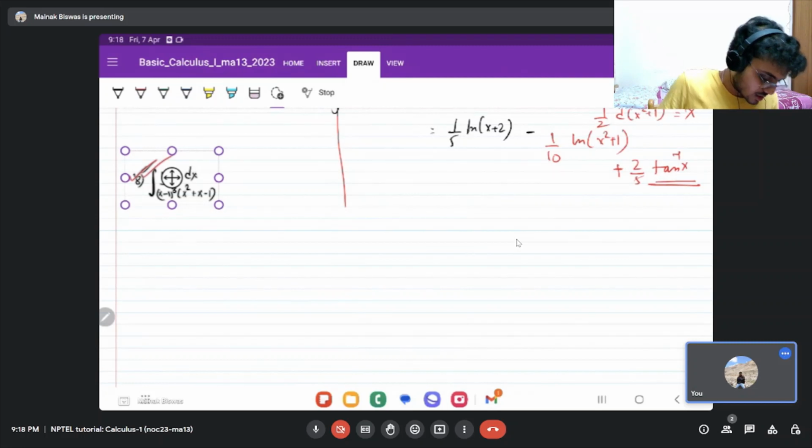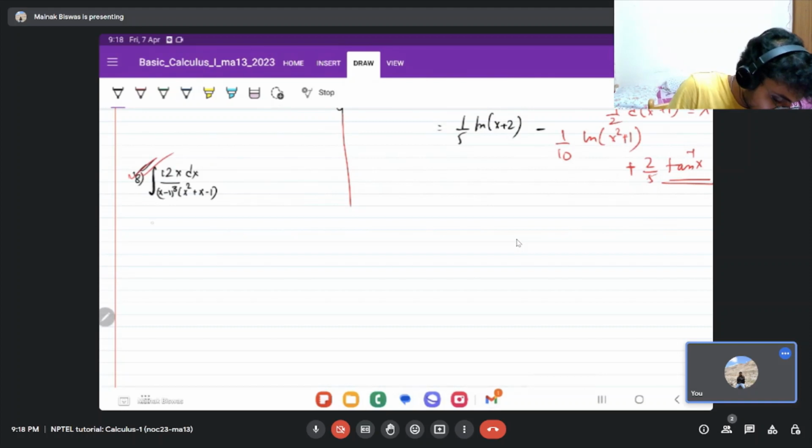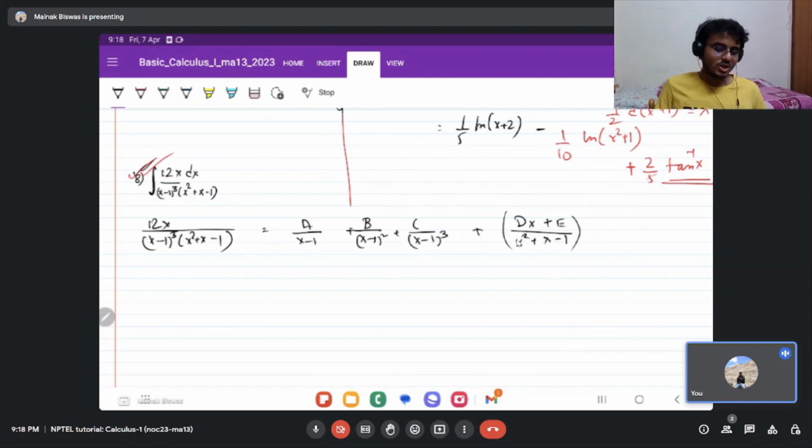So the equation is this. In this case, using a partial fraction may be very, very detrimental. So you see 12x by (x minus 1) cube into (2x plus 1) plus 1 minus 1 is equal to a by (x minus 1) plus b by (x minus 1) squared plus c by (x minus 1) cube plus (dx plus e) by (x square plus x minus 1). So you see you have 5 equations here.